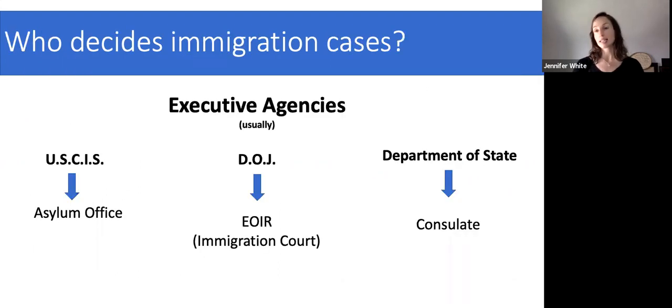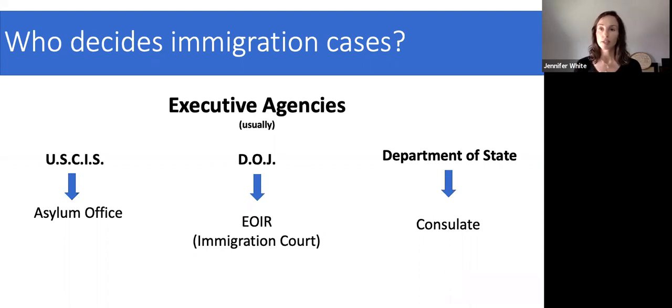So who decides immigration cases in our system? Well, I flagged here for you the three big ones. So we have USCIS, that's the US Citizenship and Immigration Service, and that's a big one you'll deal with a lot as an advocate. Under the umbrella of USCIS is the Asylum Office. I'll get into asylum later on in the presentation, but it's helpful to know that the Asylum Office falls under the umbrella of USCIS.